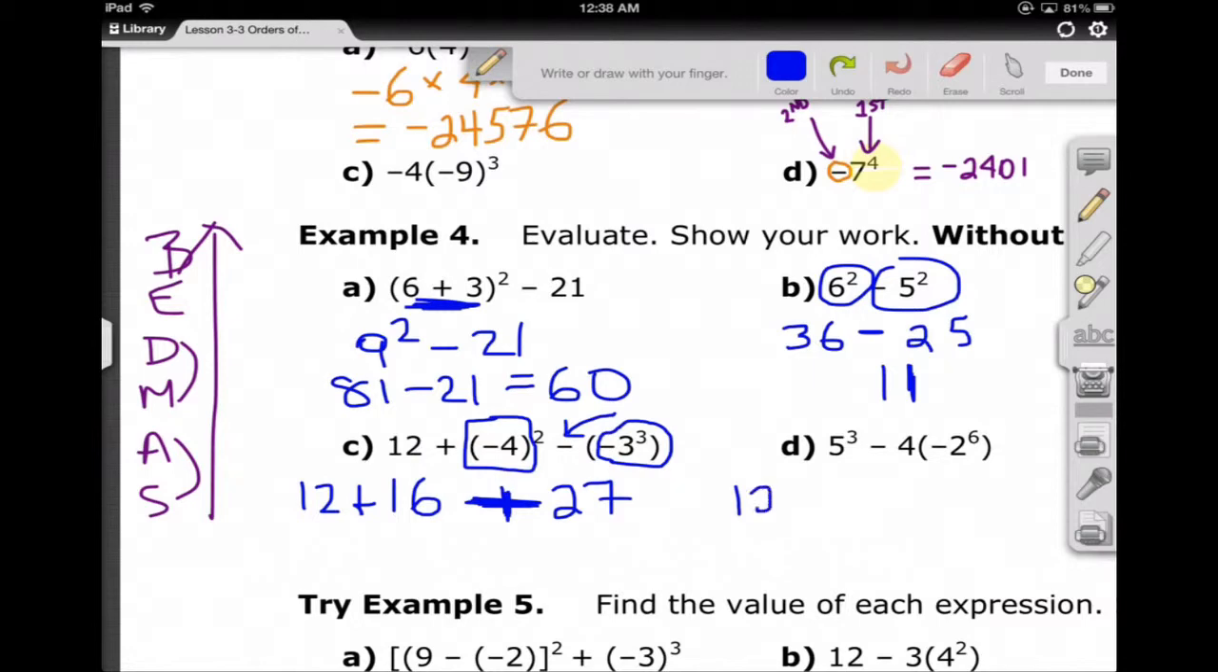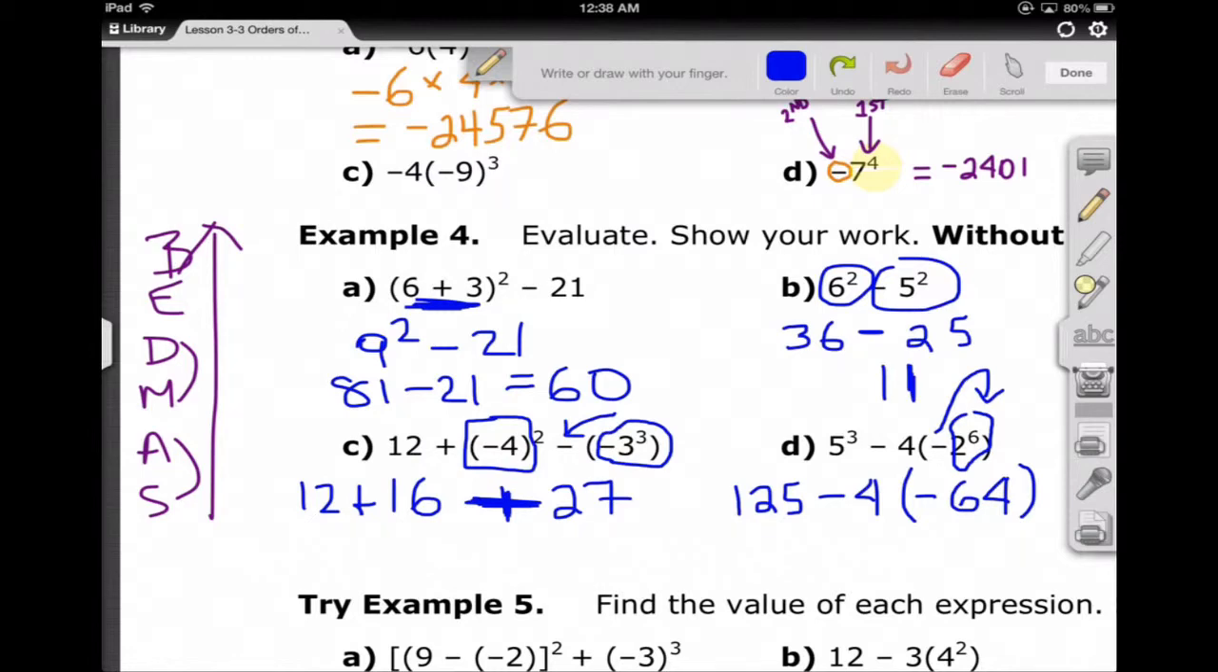5 to the 3rd is 125, less 4. 2 to the 6th power, we'll be sneaky there. We have to go inside the brackets and figure that out. And it's the negative of whatever 2 to the 6th power is. We've seen this come up a couple of times now. Well, 2 times 2 is 4, times 2 is 8, times 2 is 16, times 2 is 32, and one more multiplication, 64. So what we've got is -64.